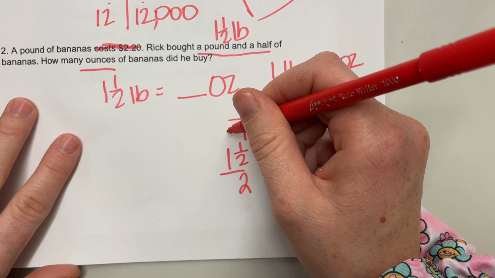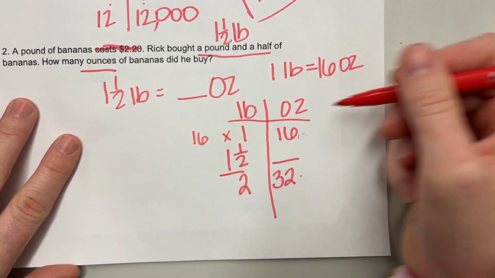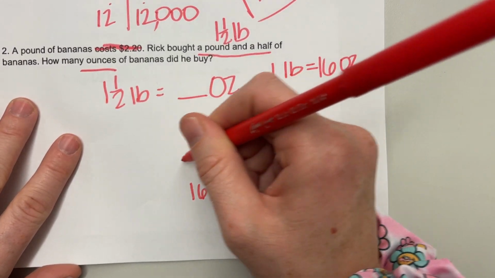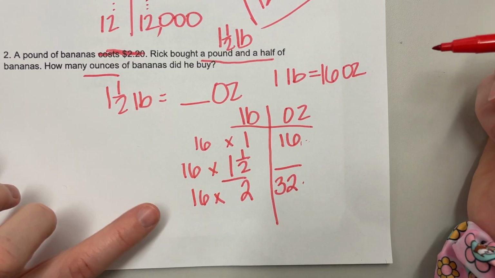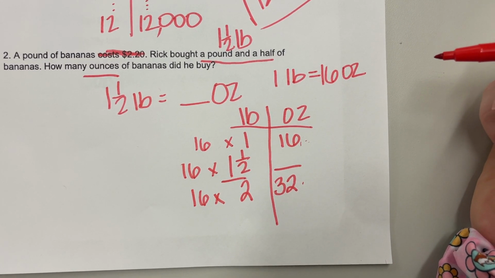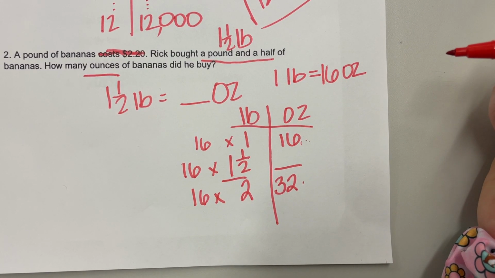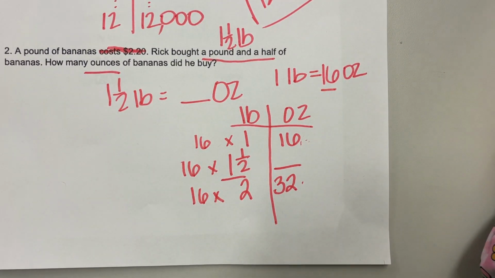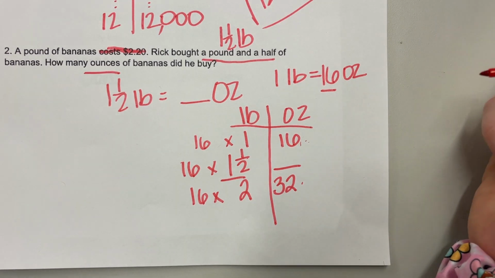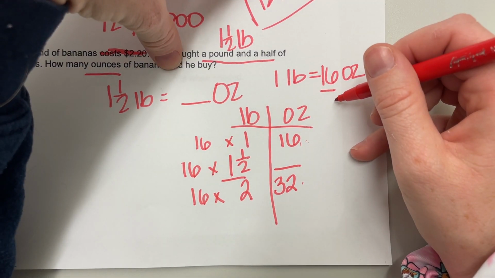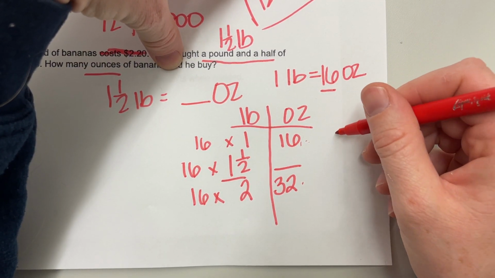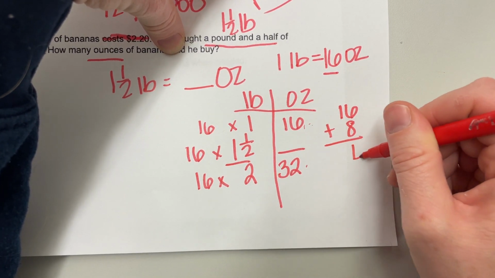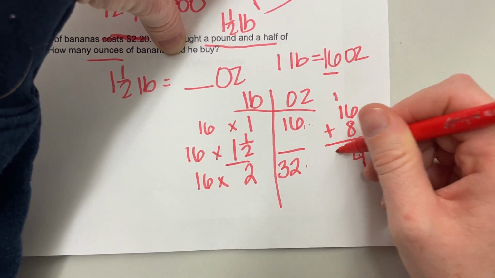Or we can see the pattern of 16 times 1 is 16, 16 times 2 is 32, so I could multiply, which we do know how to do. We might get a mixed number though. Or I can figure out what is half of 16 and then add that to the 16. So I know 8 is half of 16. So I would do 16 plus 8 is 24.